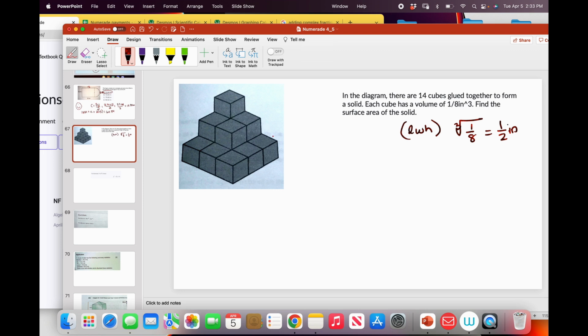So now I need to figure out how many faces there are in this diagram. So if I count 1, 2, 3, 4, 5, 6, 7, 8, 9, 10, 11, 12, 13, 14, 15, 16, 17, 18, 19, 20, 21. So I have 21 faces in the front, plus on the side here, I have 1, 2, 3, 4, 5, 6.